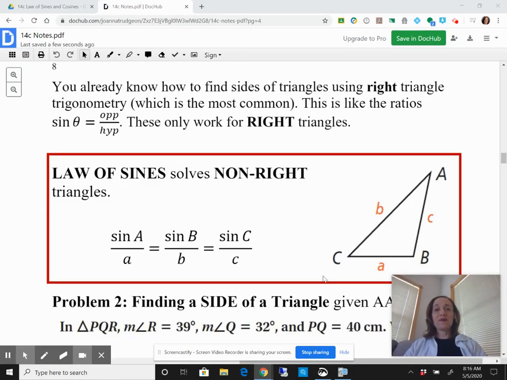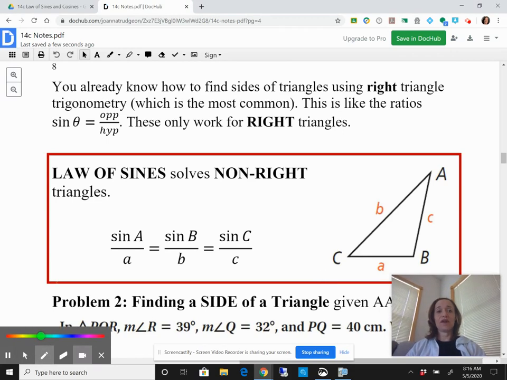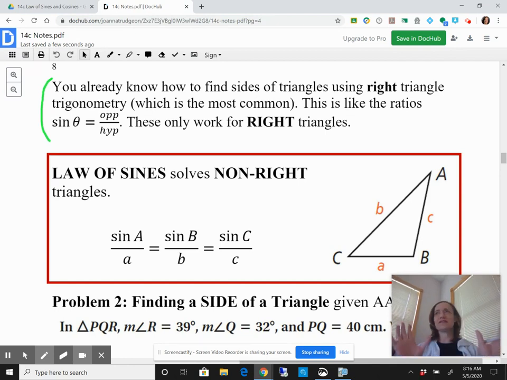Okay, so like I was saying at the beginning of the last video, you already know how to find sides and angles of right triangles. You've been doing that for a while, and that is the most common way. The whole unit circle is all based on right triangles and all those ratios. So like sine is opposite over hypotenuse. But those only work for right triangles.